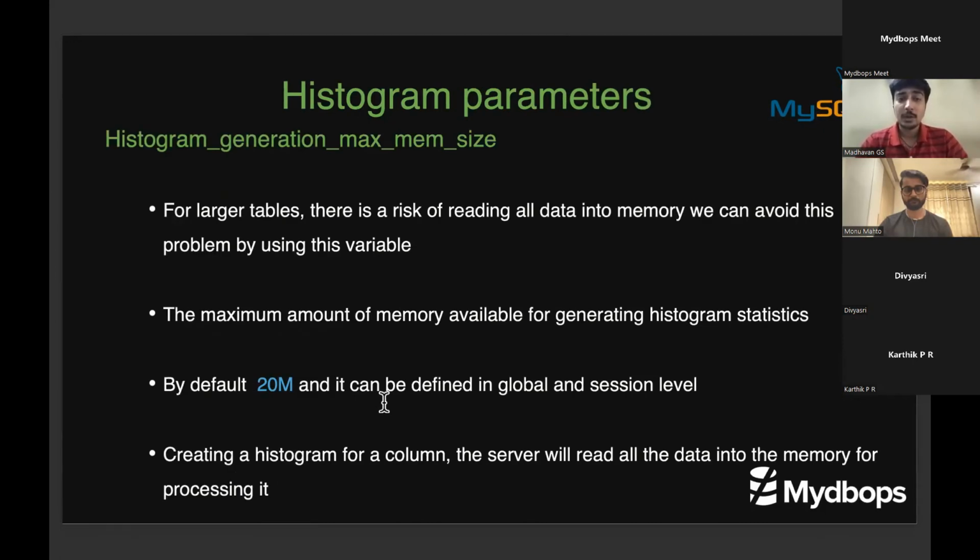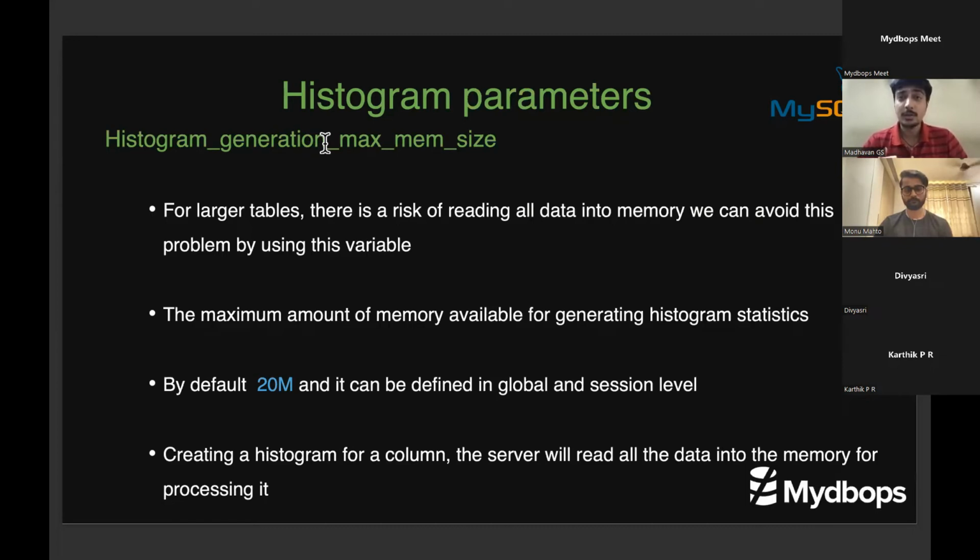The parameter which can control the histogram stats in memory is the histogram generation maximum size, which sets the amount of memory available in the server to generate the histogram. In case of larger tables, setting it to a huge value will put load on the server, and it will lead to memory consumption and can run out of memory. So in this case, we have to make sure the variable is set according to the system resources.